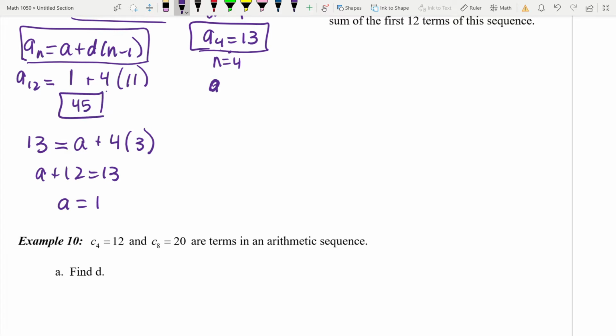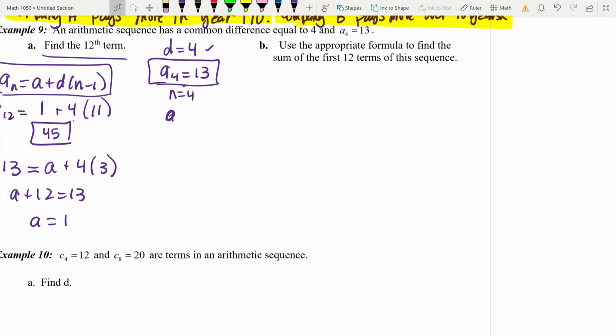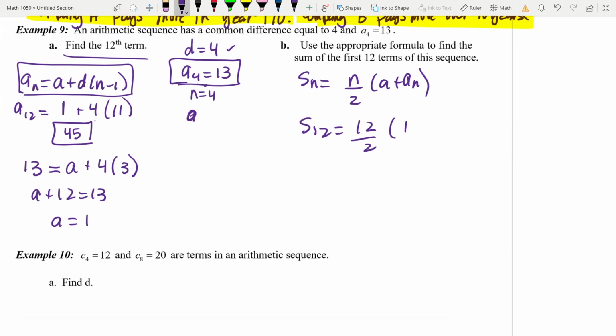Okay, so a little trickier, a little more tricky. Okay, question B, use the appropriate formula to find the sum. So now my formula is S sub n equals n divided by 2 times (a plus a sub n). First 12 terms, S sub 12, 12 divided by 2. The first term I just found to be a 1, plus, if n is 12, we're talking about the 12th term, which is 45. So that is just 6 times 46, and my answer is 276, and I'm done.